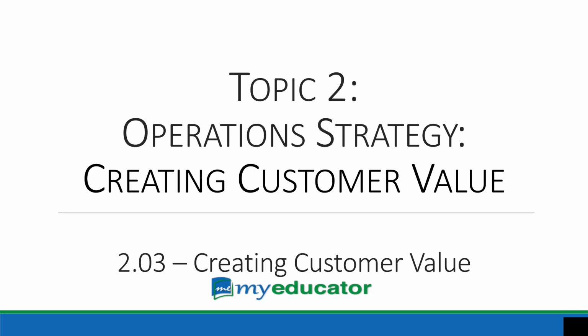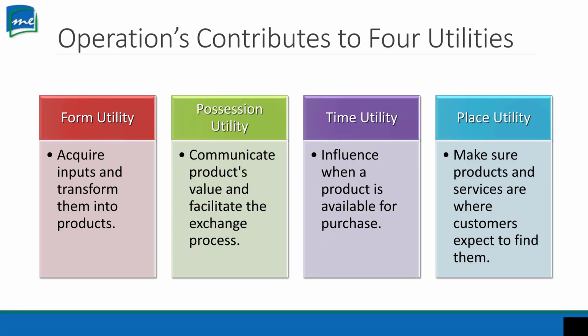So in topic 2, we're talking about creating customer value. But you may be wondering, how do we create that customer value? Well, let's dive into it. So we have some utilities here. And it's not the utilities like the electric company or the water company or anything like that. It's just different areas. So we have 4. We have form utility, possession utility, time utility, and place utility.